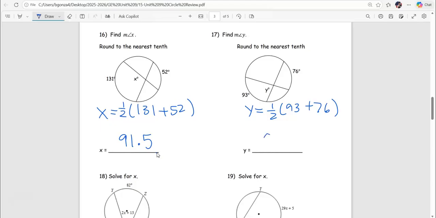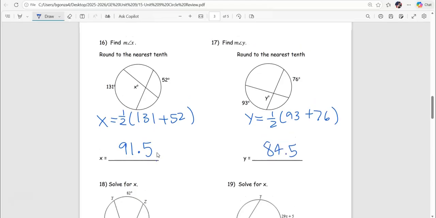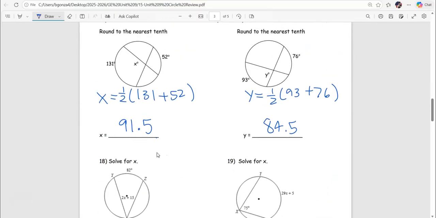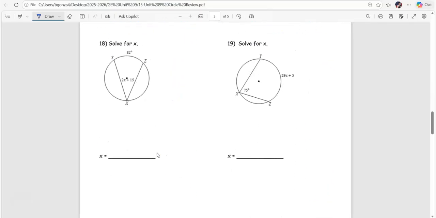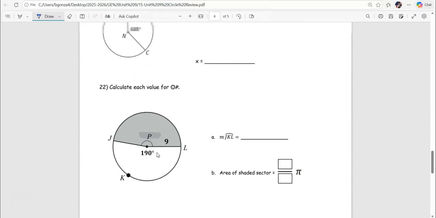$84.5. Cool. Too easy. All right, down here, solve for x. Goodness.